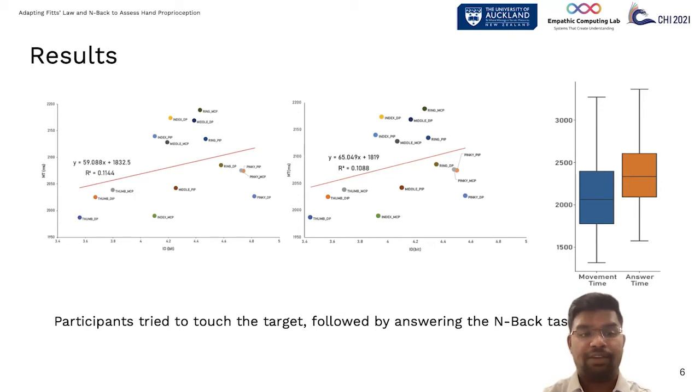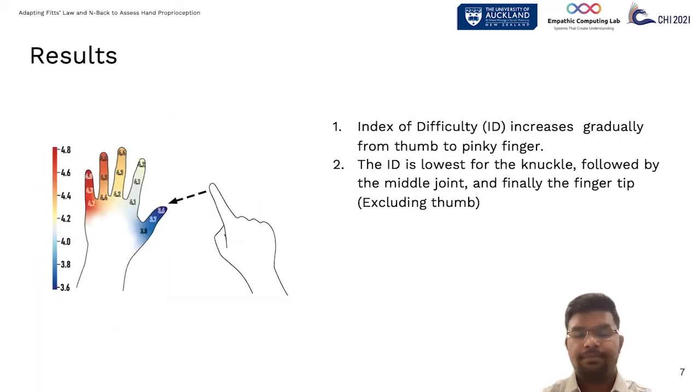The participants are required to simultaneously perform the tapping task and answer the n-back task. From our study, we found that participants tried to touch the target followed by answering the n-back task. When we look at index of difficulty across fingers, index of difficulty increases gradually from thumb to pinky finger. This can be validated by a study which shows that index and thumb fingers have larger activation volume in somatosensory cortex during an fMRI study.